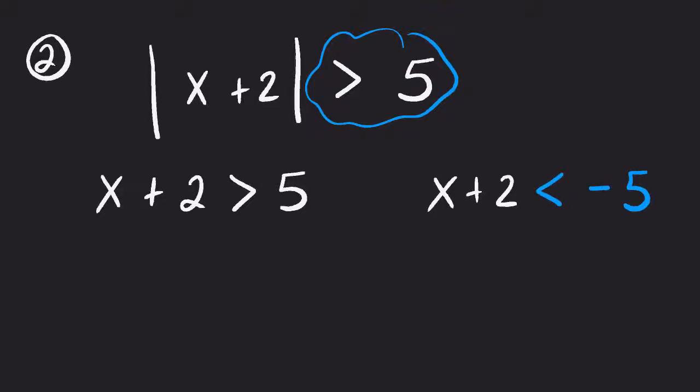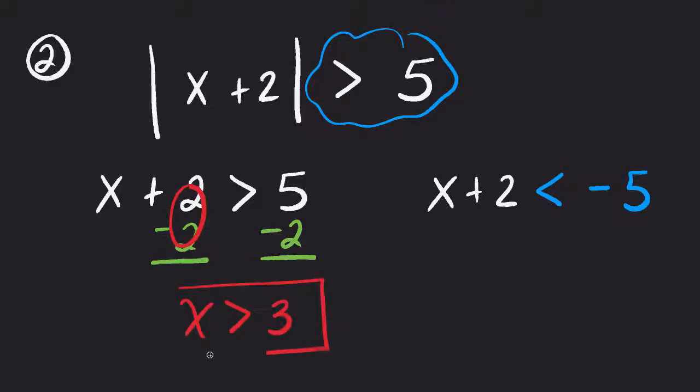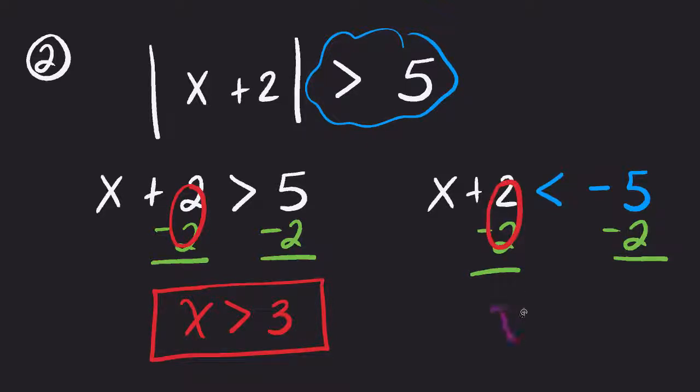Now we'll go ahead and solve. So subtract 2, and this is what we've been talking about. We always want that to be a 0 there. So this will become an x greater than 3. Okay. And on this side, we're going to go ahead and subtract 2 from both sides. And again, that will cancel out, and we'll end up with an x less than negative 7. So there's our two answers.